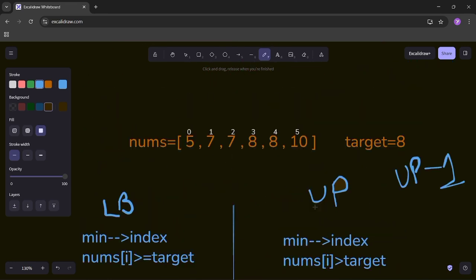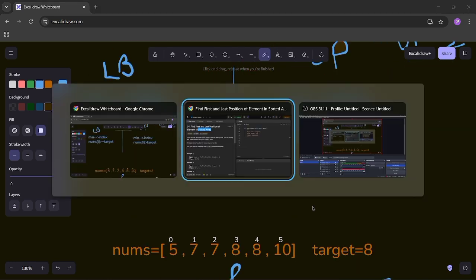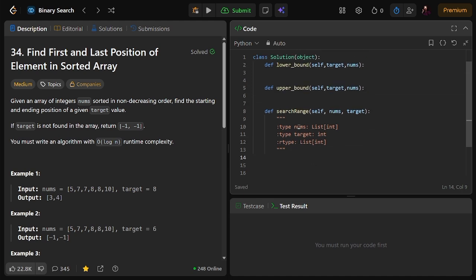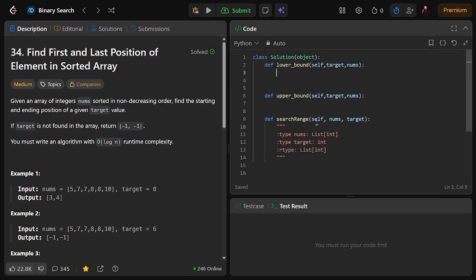Also, we have some edge cases, which I'm going to deal with here by writing code. So what I'm doing, I'm going to make two functions, that is my lower bound and my upper bound, right? I'm going to write two functions, first for my lower bound and then for my upper bound. So yes, let's write. I'm going to take n equal to len of nums, right?